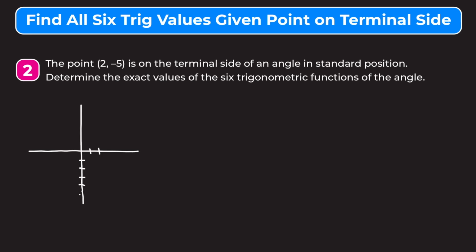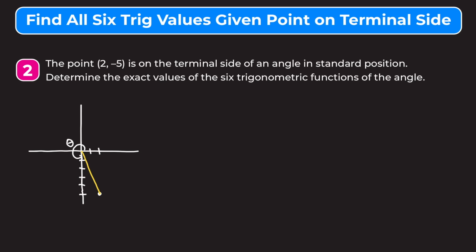Let's extend this a little bit. So 2 comma negative 5 will be right here. We're going to draw in a line like this. So this time our angle in standard position is this angle over here. But in order to find our trig values, we're actually going to draw a triangle in the fourth quadrant. So I'll show you guys what I mean.